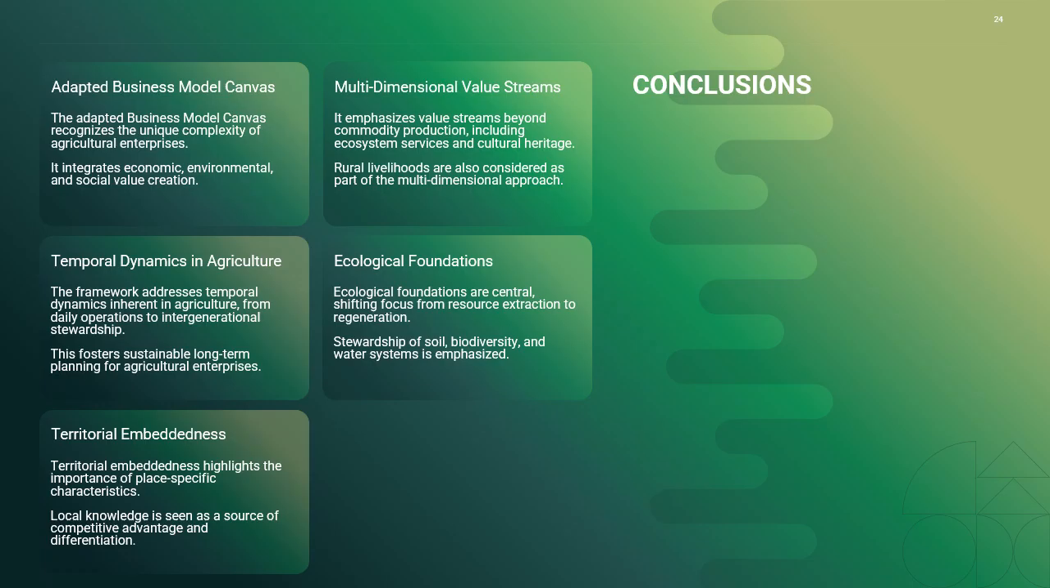Temporal dynamics in agriculture are addressed through the framework's recognition of seasonal production cycles, long investment horizons for perennial systems, and intergenerational timeframes of land stewardship. This fosters sustainable long-term planning that balances immediate operational needs with multi-generational stewardship responsibilities.